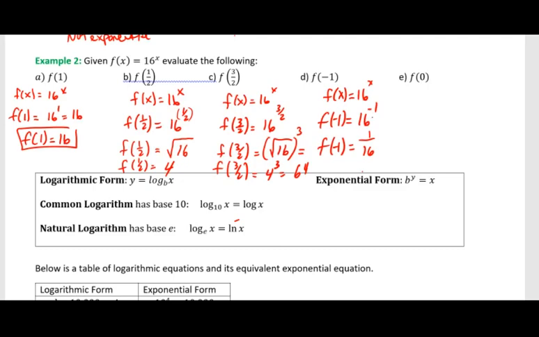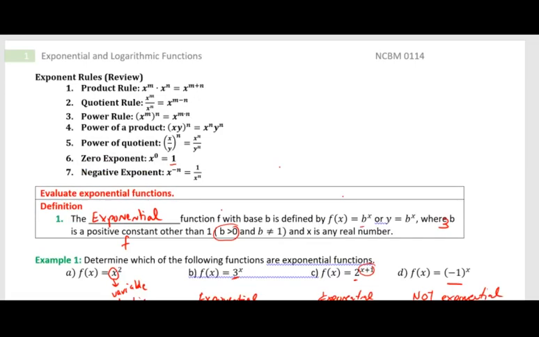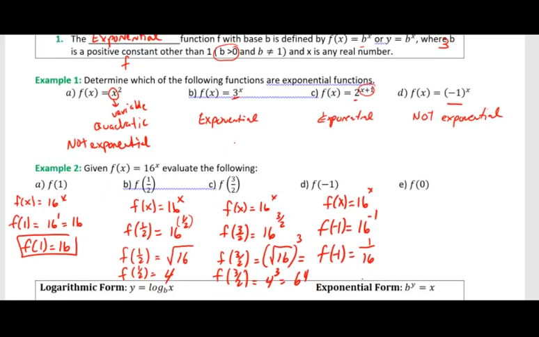So f of negative 1 is equal to 16 to the negative 1. Since we have a power of negative 1, then we can use the negative exponent rule. So we get f of negative 1 is equal to 1 divided by 16. If we had 16 to the negative 2, then that would be 1 over 16 squared. We replace x with 0. Anything to the 0 power is going to be 1.